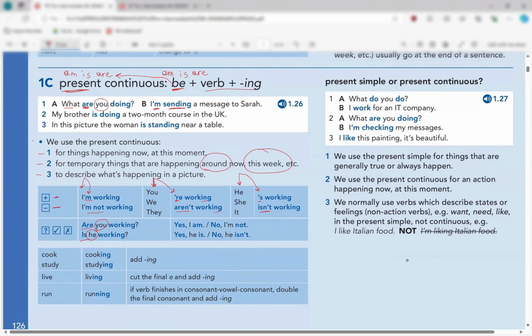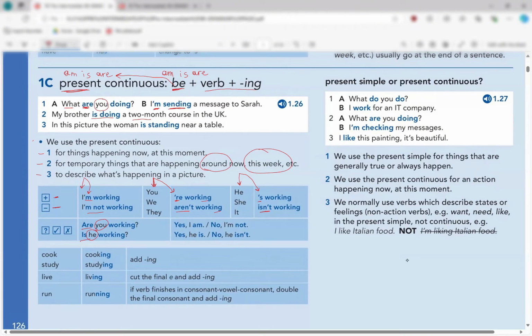Example, my brother is doing, present continuous, a 2-month course in the UK. So after 2 months, it's going to finish. It's a temporary activity. So when you talk about a temporary activity, then you use present continuous. For example, this week, my brother is not working. Why? Because he is sick. This week. Usually he works. Usually, present simple. Usually he works. Permanent thing. But only this week, he isn't working. That's a temporary thing. That's why we use present continuous for that.